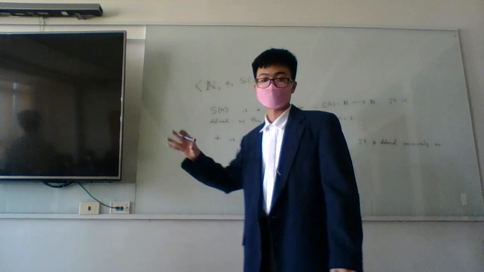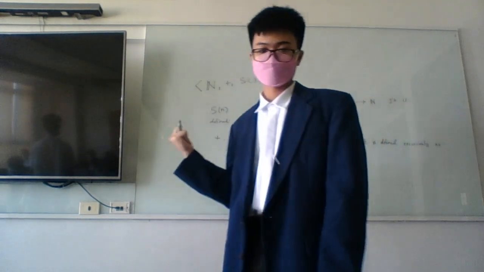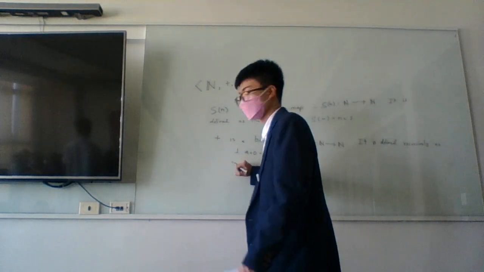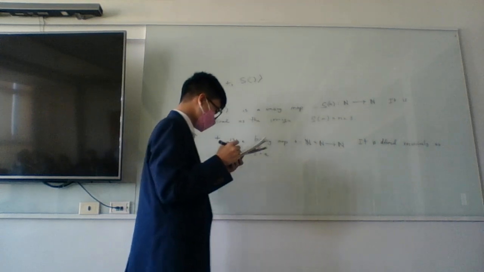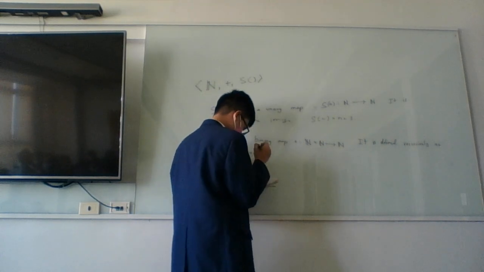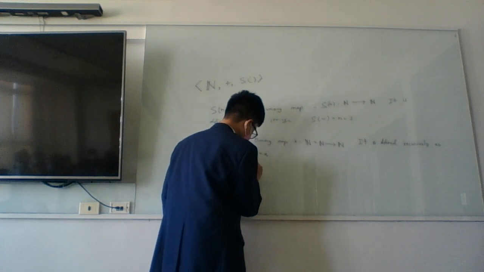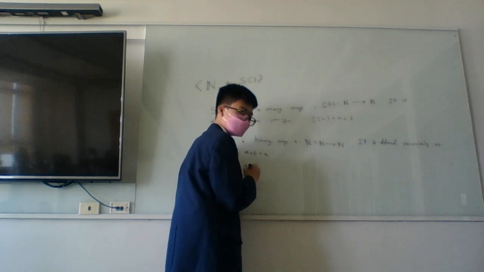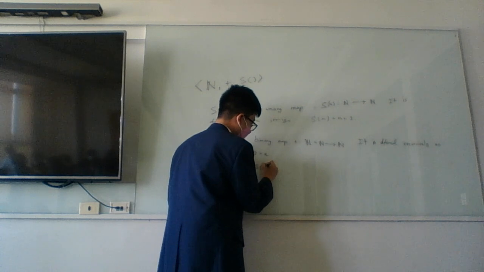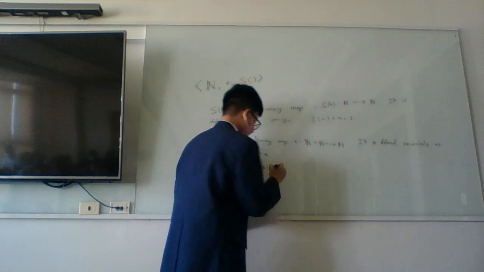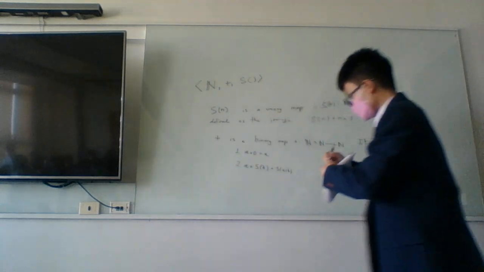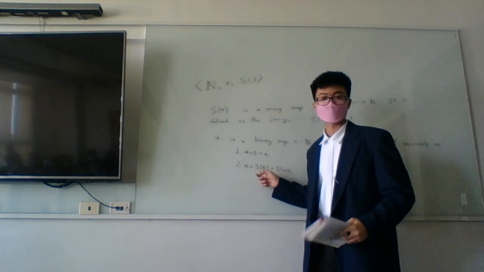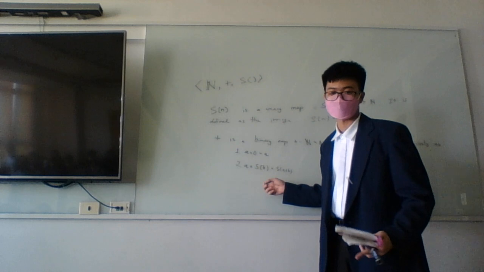Obviously, any number added to 0 just gives that number. So a plus 0 equals a. The second one is that a plus the successor of another natural number b is equal to s of a plus b. And this one here, to be honest, is my favorite part of the Peano Axioms.